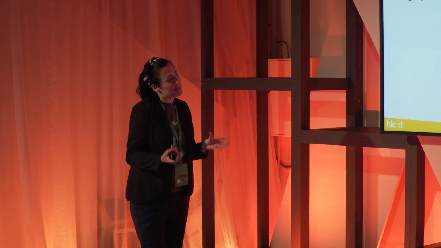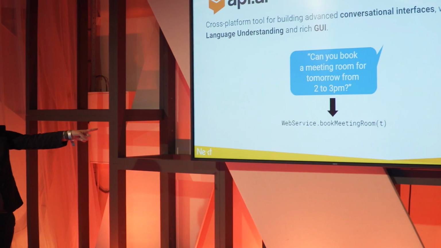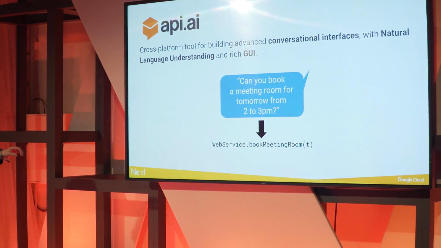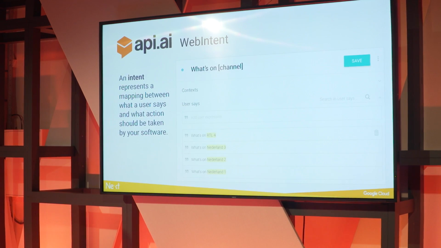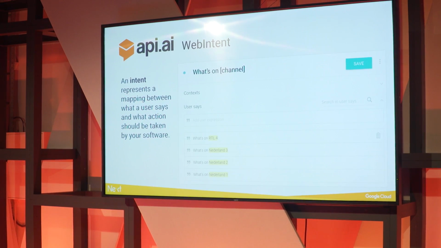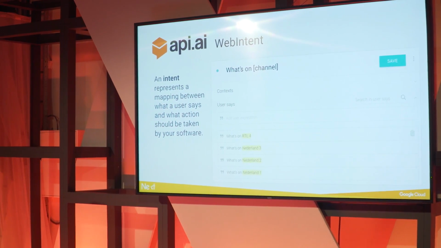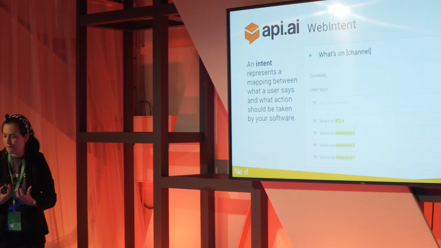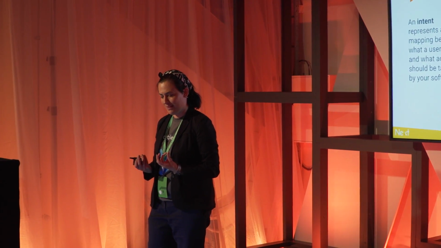So here you can see it again. Can you book a meeting room for tomorrow from 2 to 3 p.m.? I call a web service, book a meeting room, and I pass in tomorrow 2 to 3 p.m. The web intent, this is API.ai. You create a web intent there, and you can see that as a kind of flow. It's a mapping between what the user says and the action that needs to be taken.